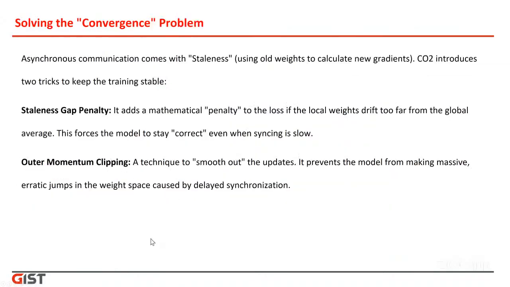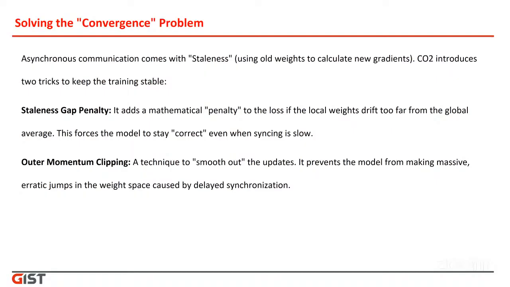After this, due to their delayed synchronization behavior, they got some convergence problems in the training. So they also introduced two solutions for this convergence problem: first is the staleness gap penalty, and the second is outer momentum clipping. Staleness is basically using old weights to calculate the new gradient, so it affects the convergence of the training. So they introduced the staleness gap penalty.